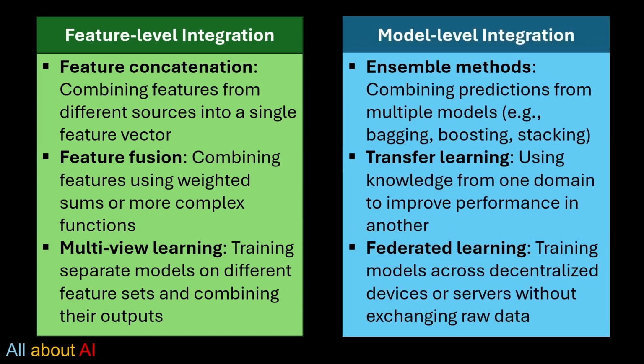There is also model level integration possible, like ensemble methods, combining predictions from multiple models, like we have seen boosting, bagging, stacking, etc. These are examples of model level integration. Transfer learning is another area which is getting very popular nowadays, and this uses knowledge from one domain in another domain. So in this case, the learning from one domain is used to improve performance in another one. Another method is called federated learning, where the training is done across decentralized devices or servers without exchanging raw data, and later they are combined together.